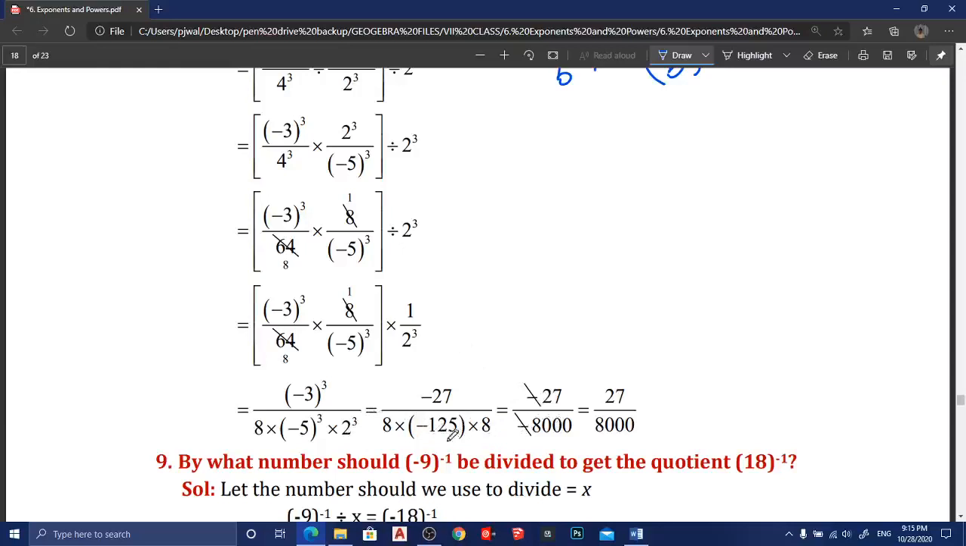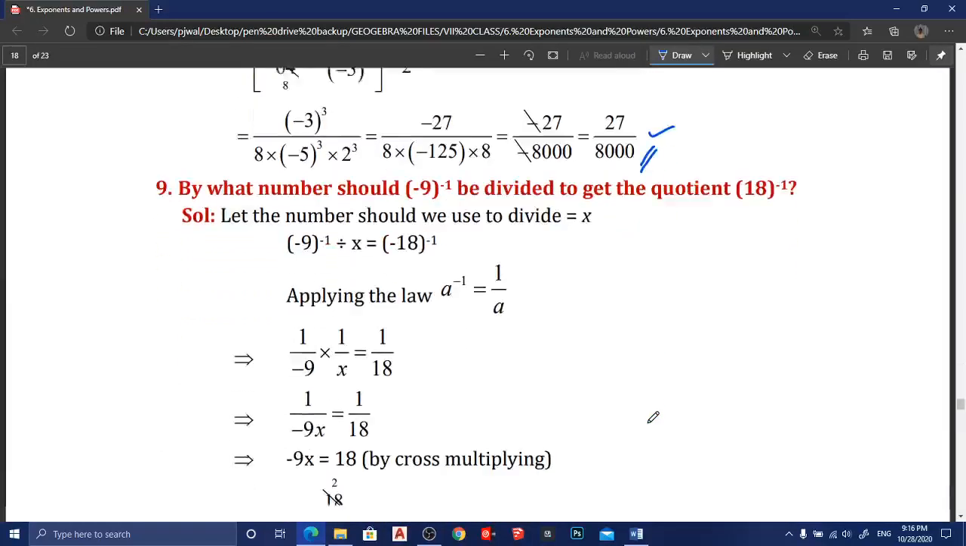Minus 27 by this 8 into minus 125 is minus 1000, minus 1000 into 8 is minus 8000 it will be. So in both numerator and denominator you can cancel the minus sign. Now you will get 27 by 8000 as your answer. So this is the simplified one.